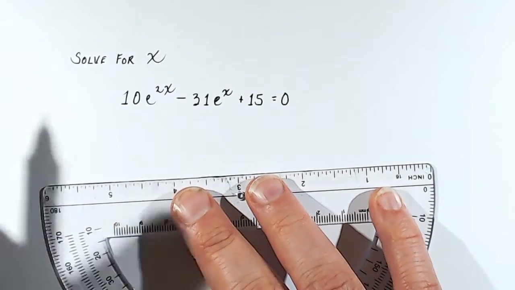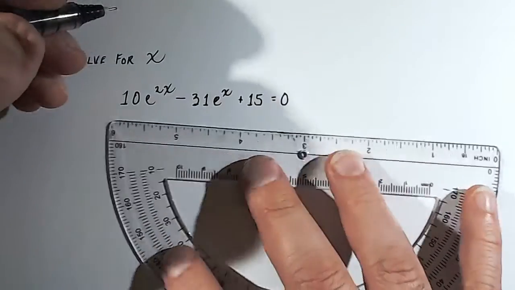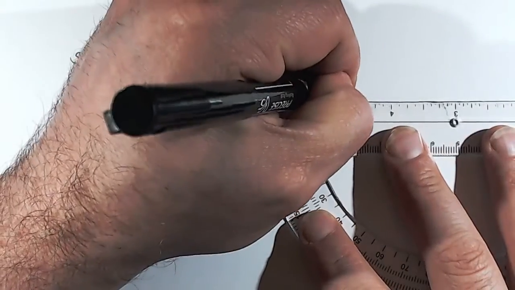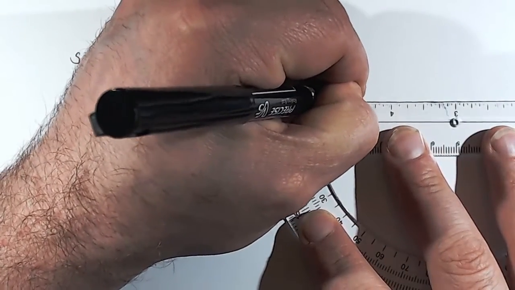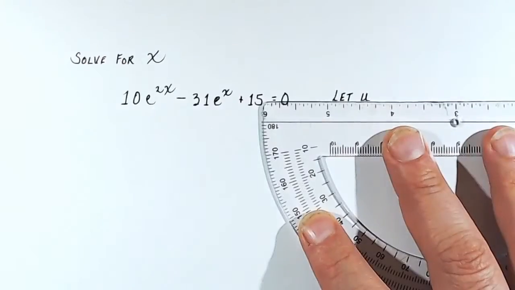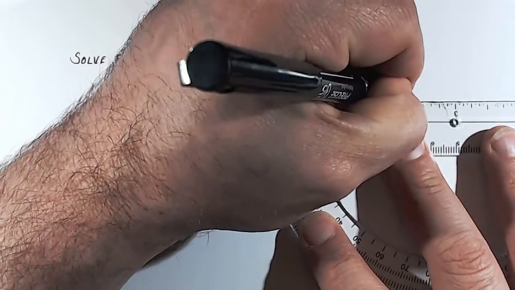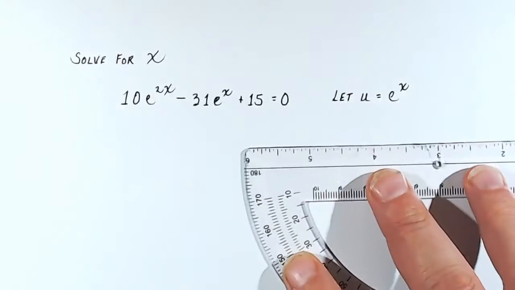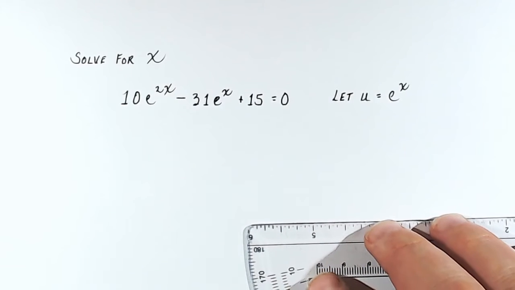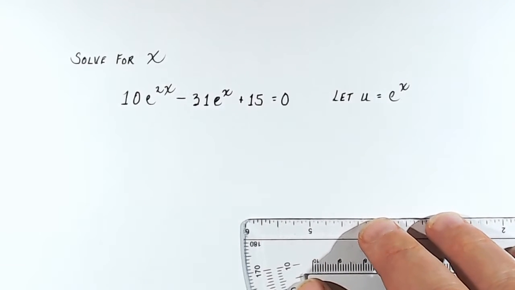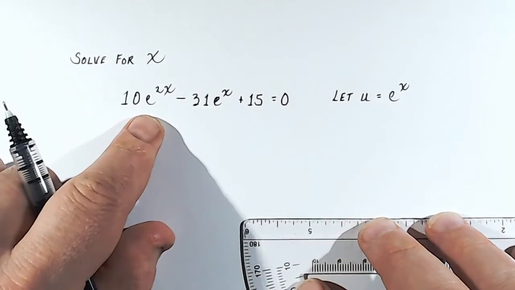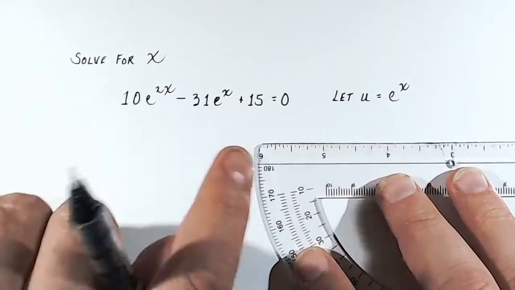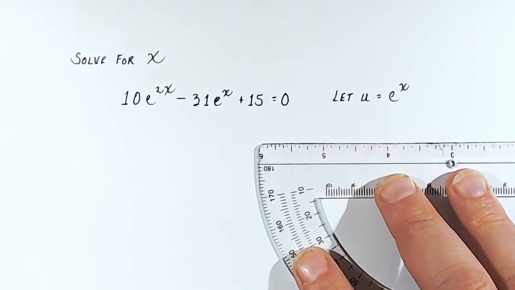What that means is we have to let u equal e to the x. All right, so that's important. Everywhere I see an e to the x, I'm going to put a u. Now this first term is a little bit tricky. So we have here e to the power of 2x.